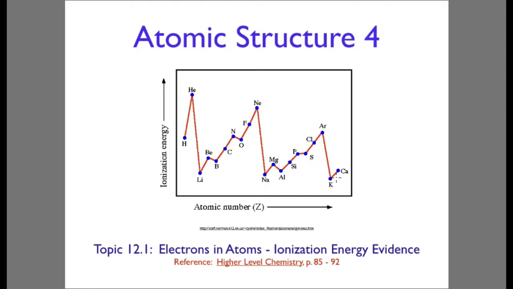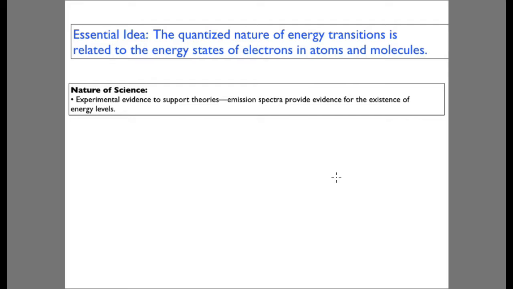Atomic structure 4. Electrons in atoms and ionization energy evidence. The essential idea here is the quantized nature of energy transitions is related to the energy states of electrons in atoms and molecules. Nature of science: there's experimental evidence to support theories. In this case, emission spectra provide evidence for the existence of energy levels.